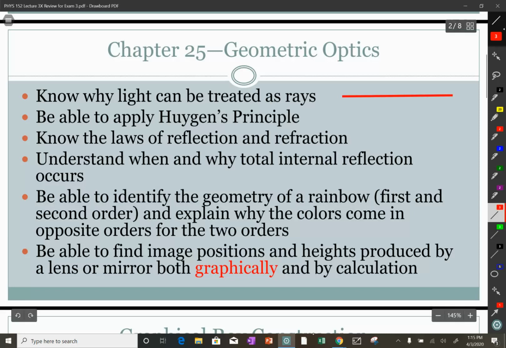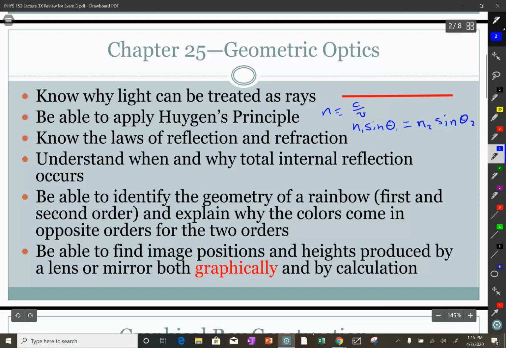Then we have the laws of reflection and refraction. Remember, light goes different speeds in different materials. So we had the index of refraction, N, which was defined as the speed of light in vacuum, C, divided by the speed of light in whatever the material is. And refraction, the bending, followed Snell's law. When you go from one material to another, N1 times sine theta 1 equals N2 times sine theta 2.